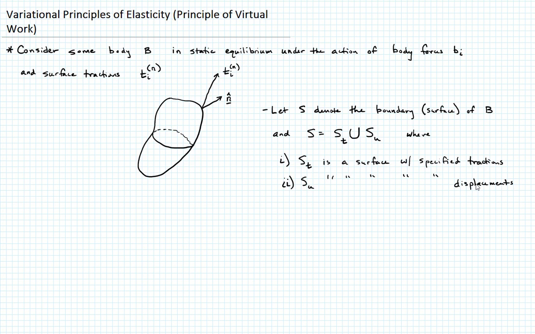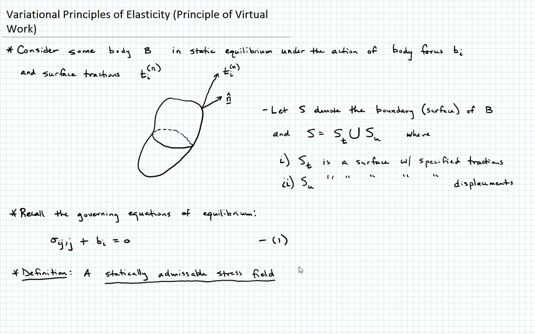Okay, so let's recall the governing equation of equilibrium. Remember that's just sigma ij comma j, where the comma indicates a partial derivative with respect to x j, plus b i equals 0. We'll call that equation 1. Now I'm going to introduce a couple of definitions, one for a stress field and one for a displacement field. The first one is a stress field. So let me give you the definition of a statically admissible stress field.